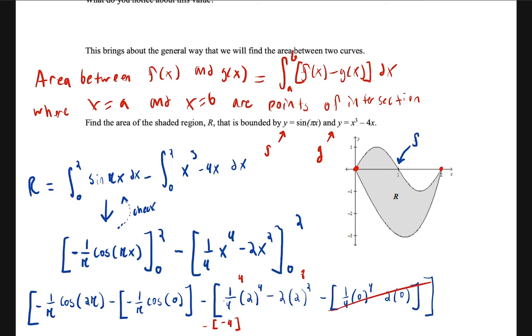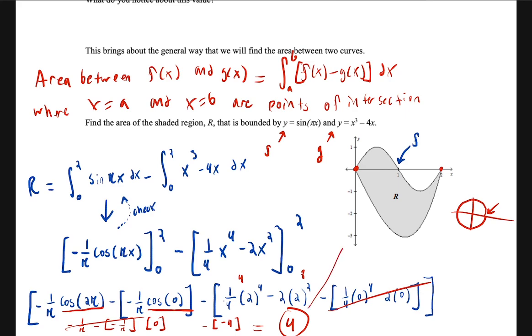Now on the left here, what we have is actually fairly interesting. The cosine of 2 pi, right? Think about your unit circle. 0, pi over 2, pi, 3 pi over 2, 2 pi. 2 pi and 0 are both right here, and they're both equal to 1. So we're going to have negative 1 over pi minus, this is the cosine of 0, it's the same thing, so minus negative 1 over pi. These things will cancel. What we're going to have here is 0 minus negative 4. The answer here is just positive 4.